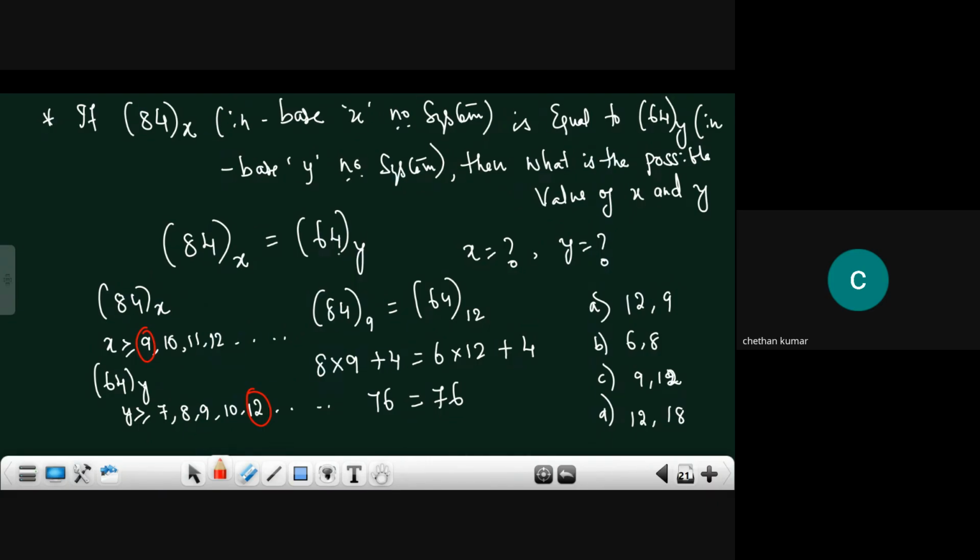You need to substitute your y value. This is like iteration. It is an iteration question. First you should find out the possible values of x and y, and in that you should choose the right x value and right y value. Put x 9 and y 7: these are not equal. Then x 9 and y 8, x 9 and y 9, x 9 and y 10, x 9 and y 12. For some value of x and y, LHS is equal to RHS.